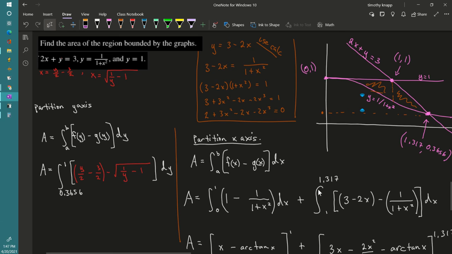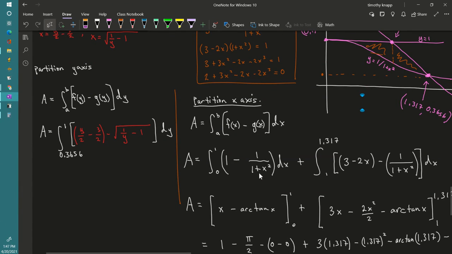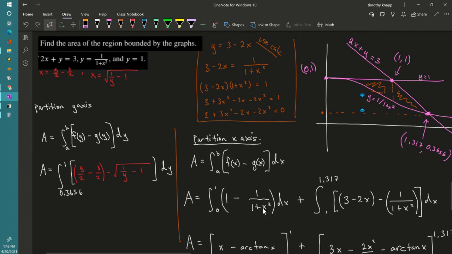Now, why is this turning out to be easier? You end up having 2 integrals, but this function here, its integral is arctangent. And so as a result, your integral becomes a bit bigger in terms of more writing, but it's actually a very easy integral. Notice I've got my 2 areas, from 0 to 1, and then from 1 to 1.317. And remember, it's your upper function minus your lower function. So my upper function would be 1, and my lower function is this curve here. And then same with this, my upper function is 3 minus 2x, which is this one, okay? And my lower function is this curve here, or 1 over 1 plus x squared. And there you have it.